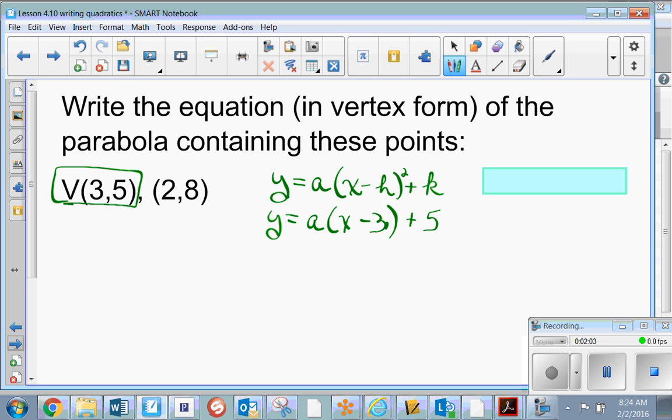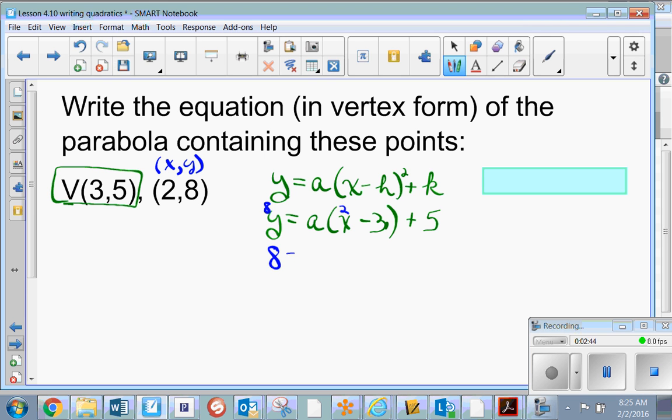That's easy. Now I have 3 variables left. I have a y, an a, and an x. And I need to figure out what all 3 of those are. Really, the a. So where else on the screen do I have an x and a y that I have to plug in? Right here. I know that this point is going to be part of the solution because it's on the parabola. So I could plug in 2 for my x and 8 for my y, and then solve and see what a is going to be.